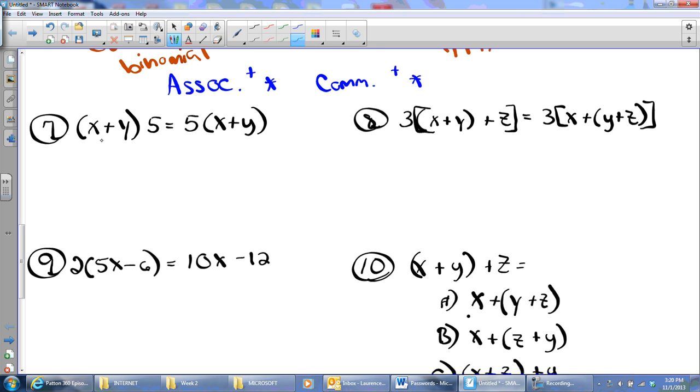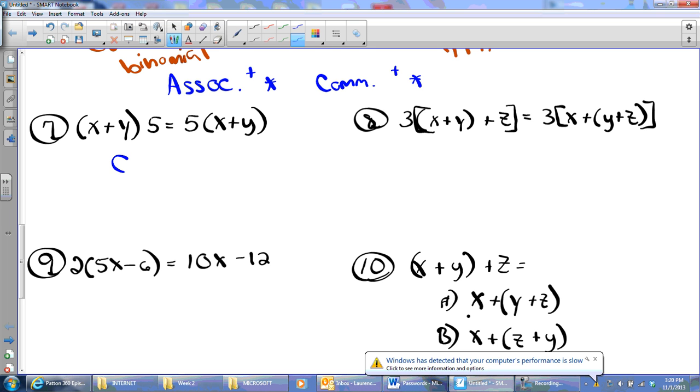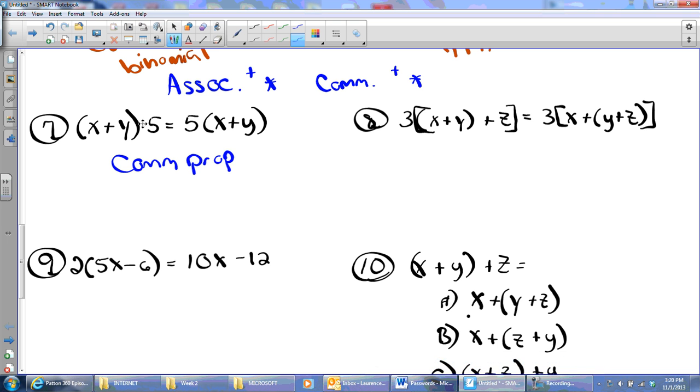Okay, so problem number 7, what property is being demonstrated? Well, let's see here. I have the quantity of x plus y times 5, and then I have 5 times the quantity of x plus y. What changed? The order changed. That means this is the commutative property. And what changed? Did the addition change or did the multiplication change? That's how you know there's multiplication here, multiplication here. It doesn't look like the addition changed order, did it? I didn't ever say y plus x. So this is the commutative property of multiplication.